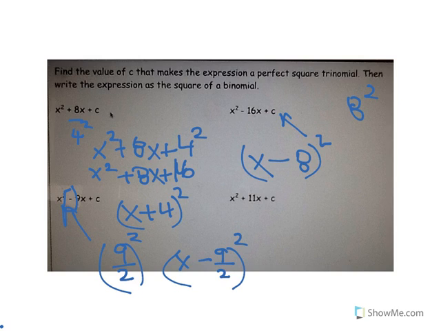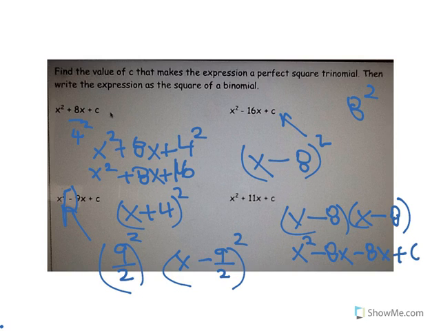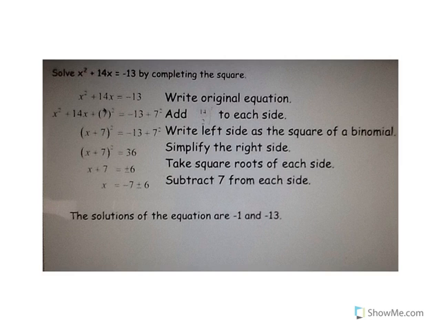And if you want to give it a try to make sure that it works, x minus 8 times x minus 8. When we use the FOIL method, we end up with x squared minus 8x minus 8x plus 64. So it's x squared minus 16x plus 64. So it does work.